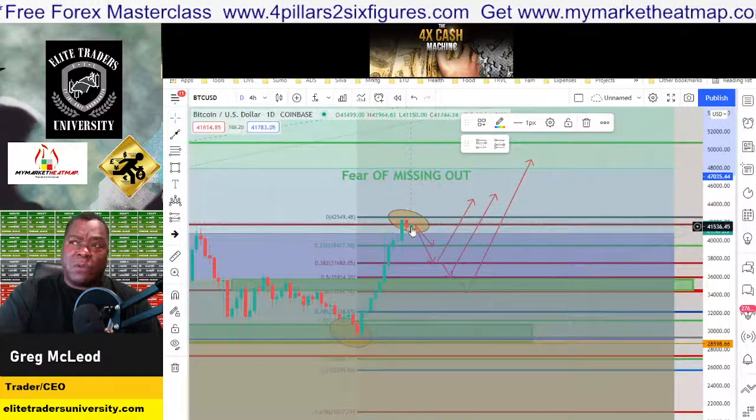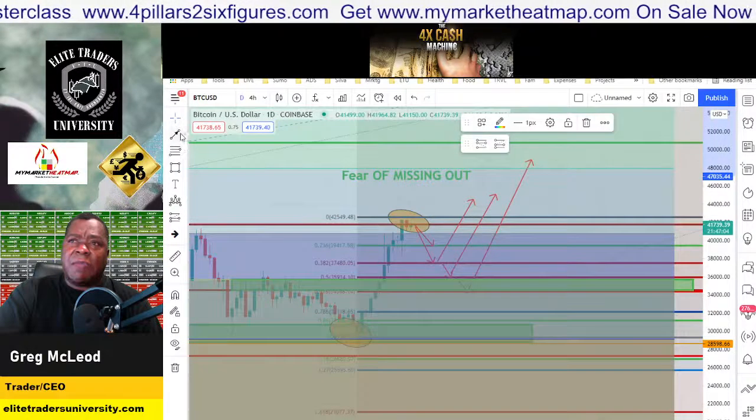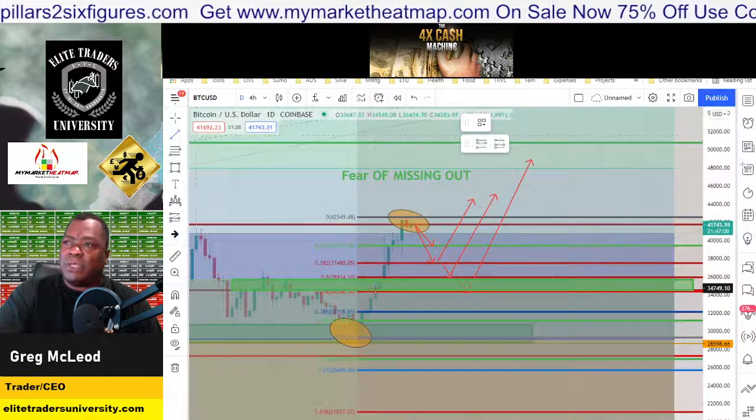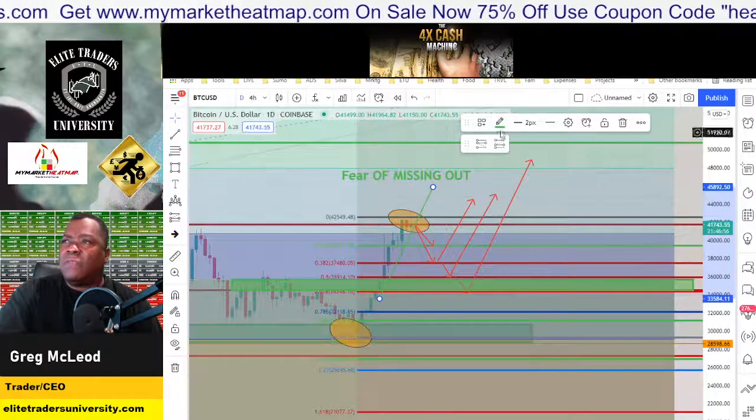Looking for a reversal there. Maybe this turns into an evening star, and then we get some type of a pullback. I'm sure they're going to jank it up and down a little bit in order to lure people in, right? But so many people are like, this is it.